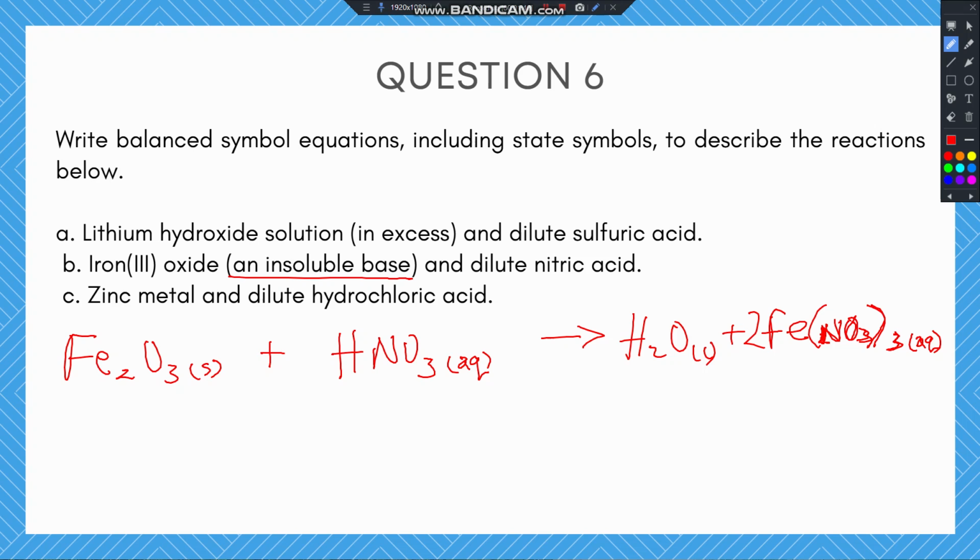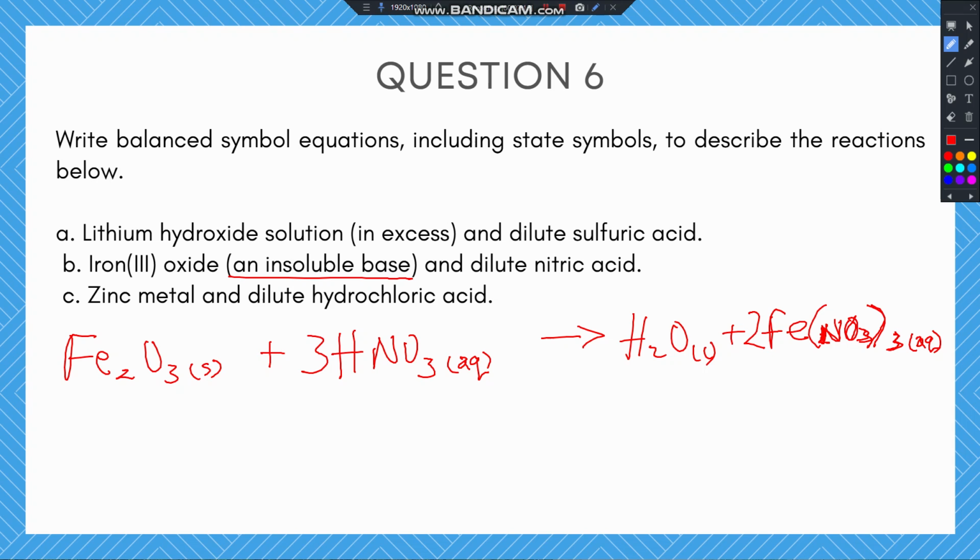The next element, or the next ion that we want to balance, is the nitrate ion, NO3. On the left hand side we have just one unit of NO3 over here. On the right hand side you can see NO3 appears 3 times because of this 3 outside the bracket. So to balance it, we'll put a coefficient of 3 in front of this compound. That way NO3 is now balanced.